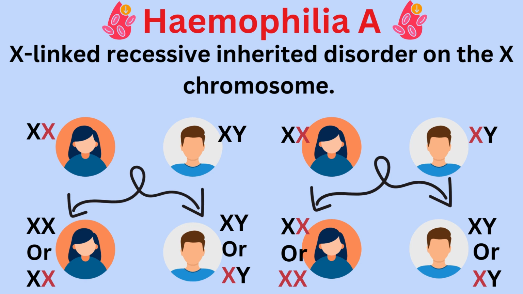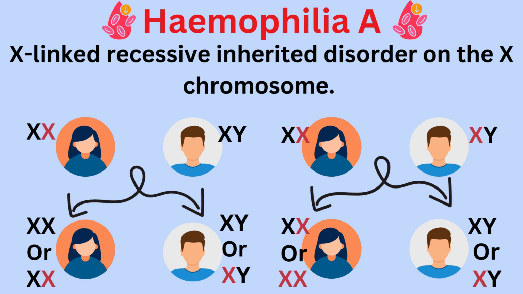So, in females, they need two copies to express the symptoms, while a male only needs one because males only have one X chromosome. They need only one to express this gene. So if the mother is a carrier and the father is not, the mother can either pass it to her daughter as a carrier or her son as an affected one.